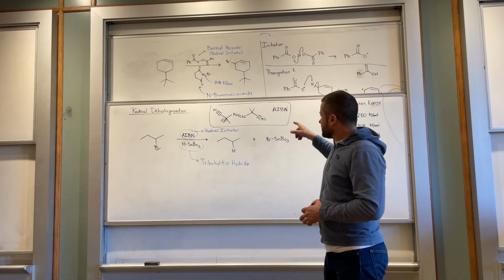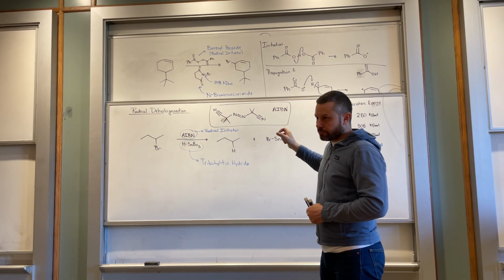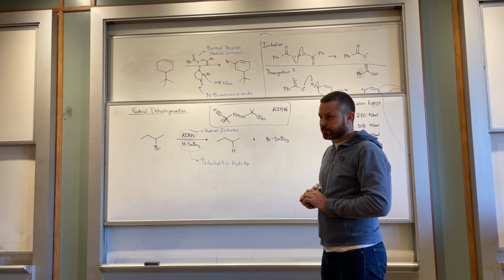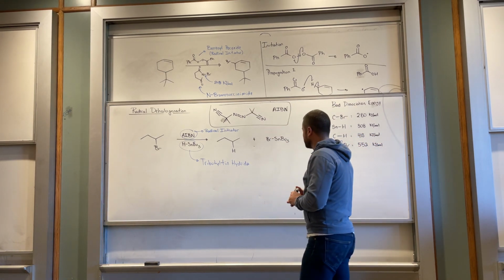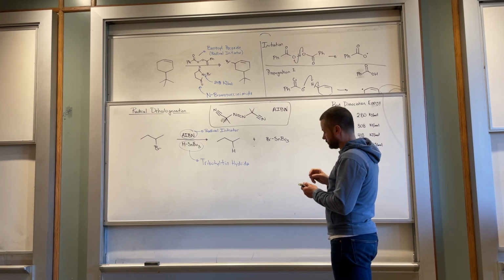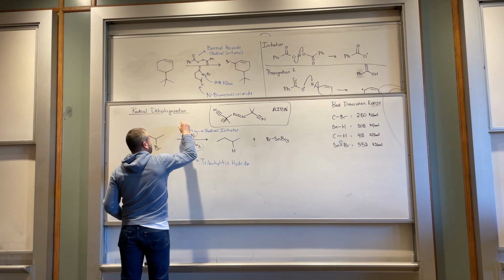So the thermolysis of AIBN forms two carbon radicals and molecular nitrogen.